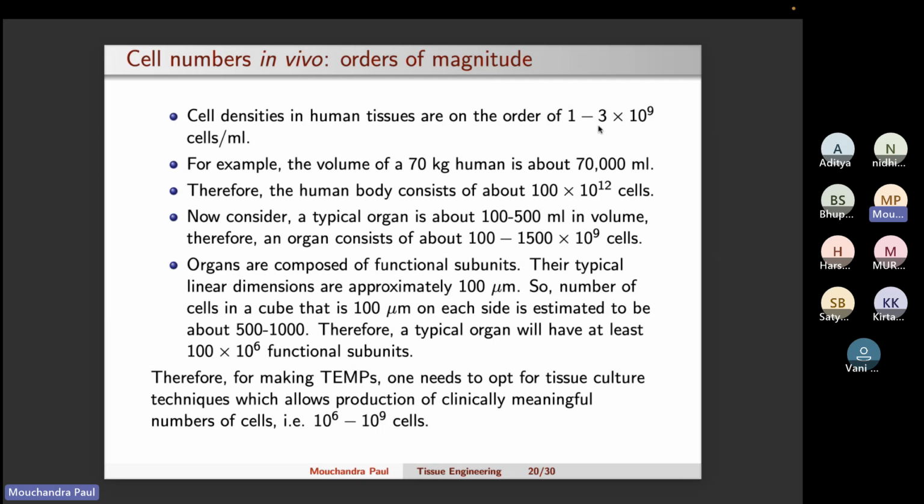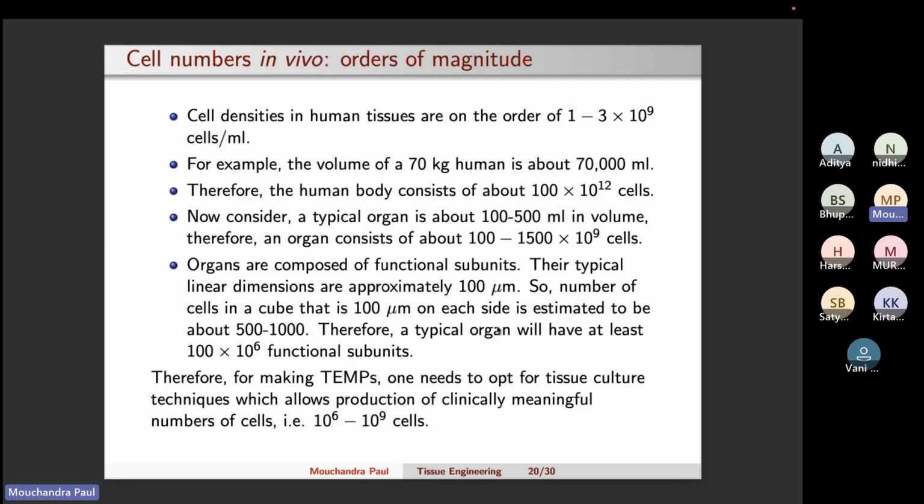So you will just have to multiply it with the cell density in a tissue, and you will get that there is around 100 to 1500 billion cells in an organ only. Now an organ is composed of various functional subunits, like kidneys are made up of nephrons, and nephrons are called functional subunits. So each organ has a functional subunit, and their linear dimension is approximately 100 micron.